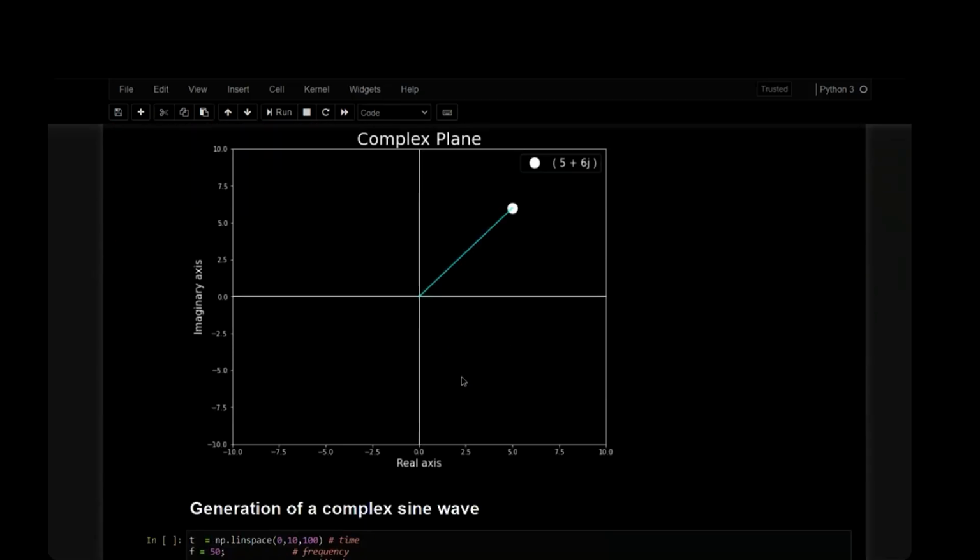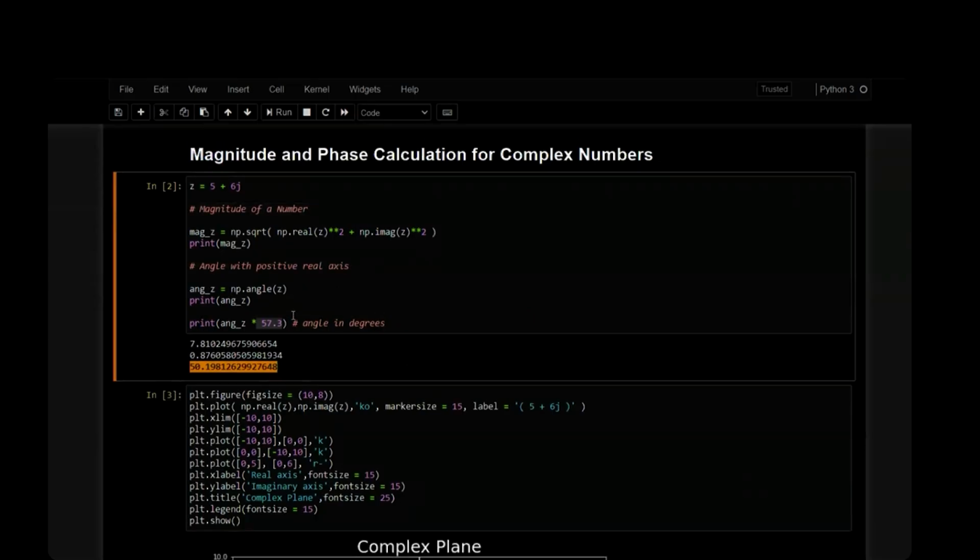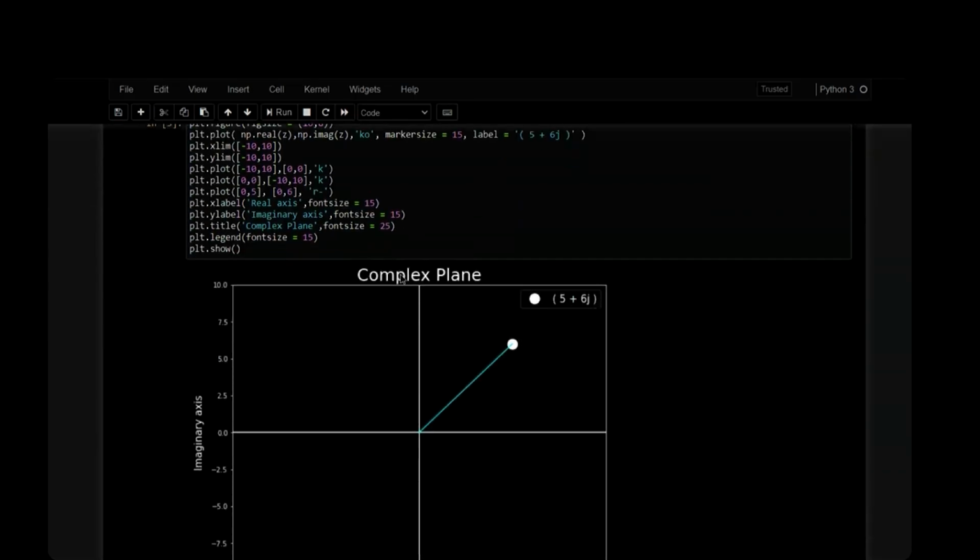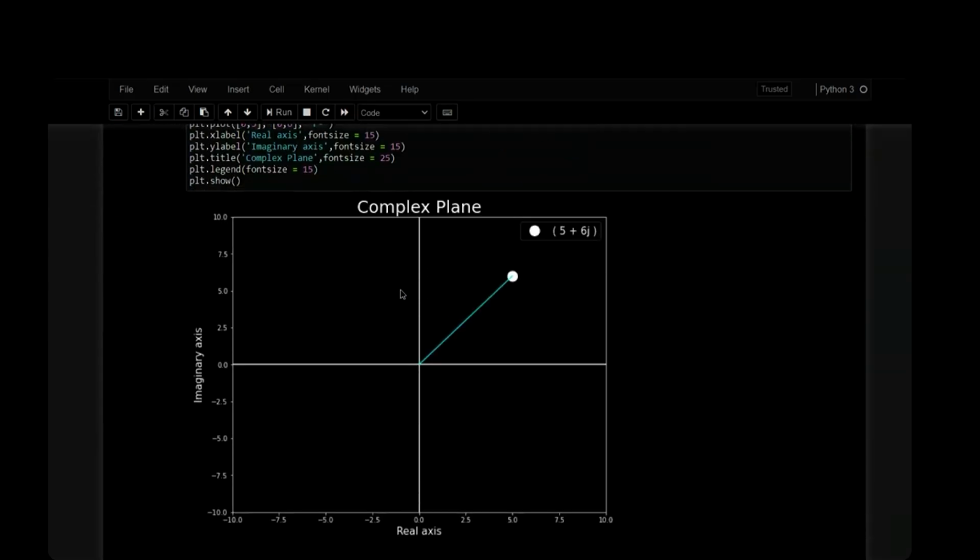In this way, we can calculate the magnitude and phase of a complex number using Python, and we can also observe these values visually on a complex plane.